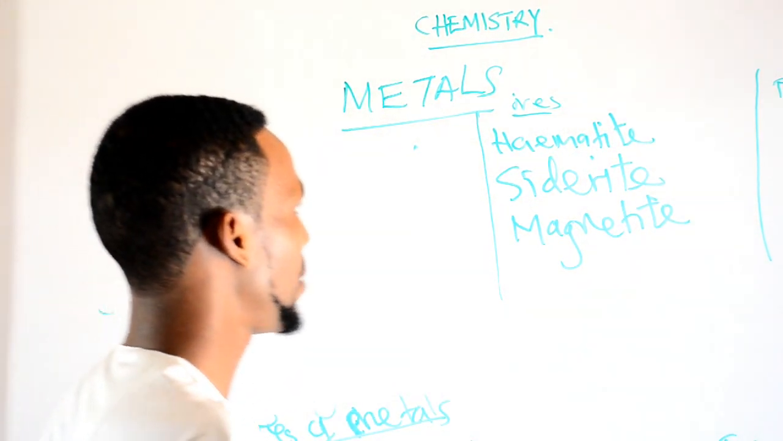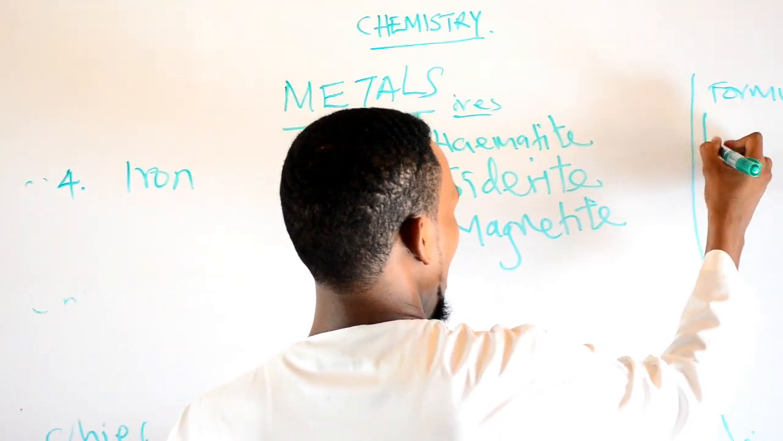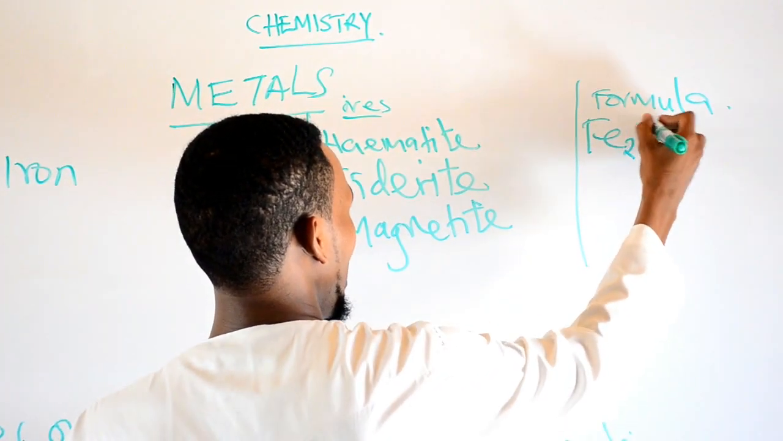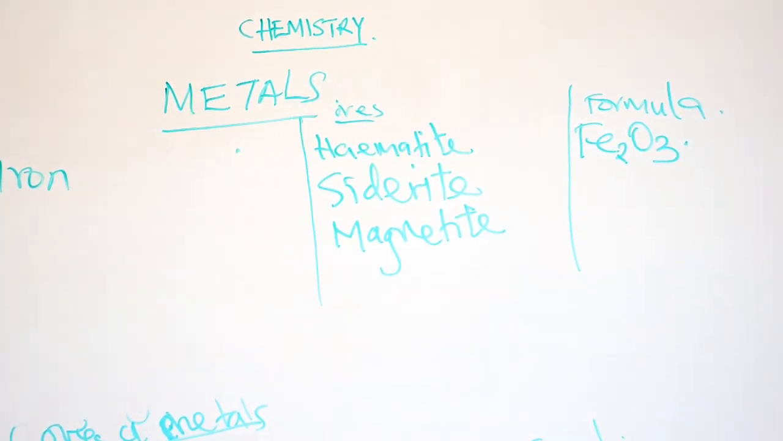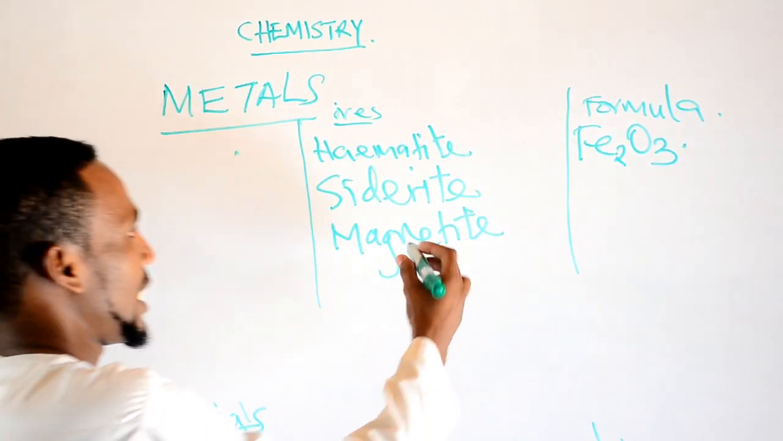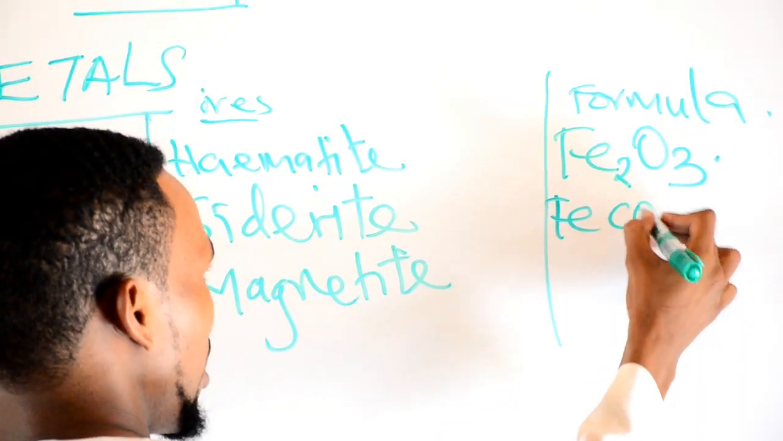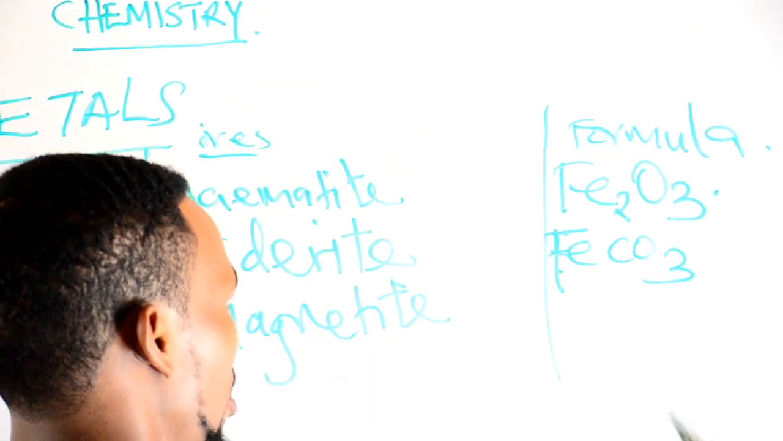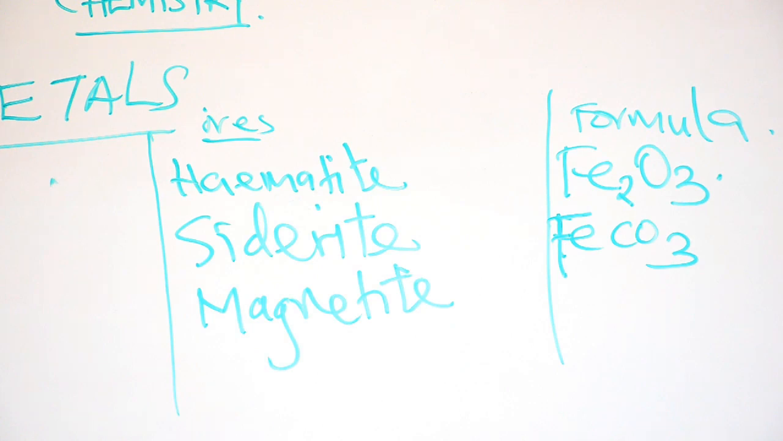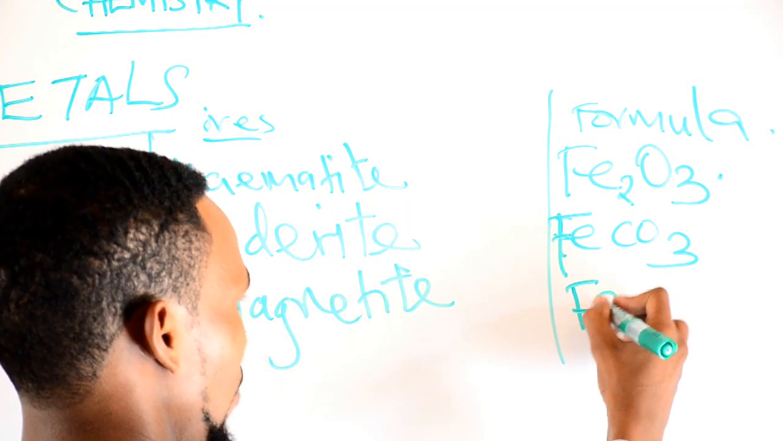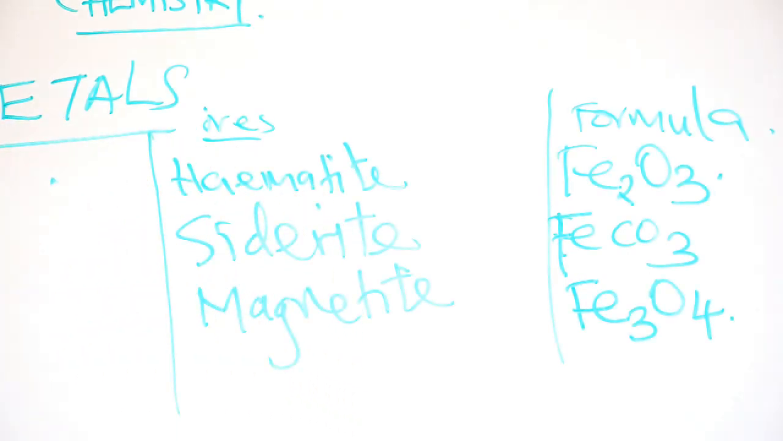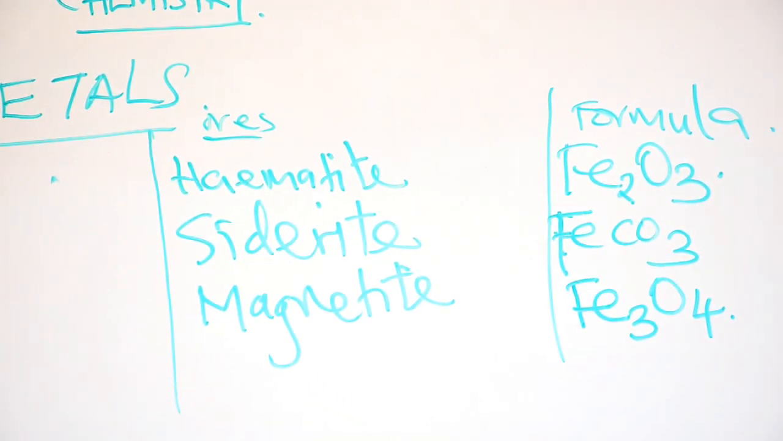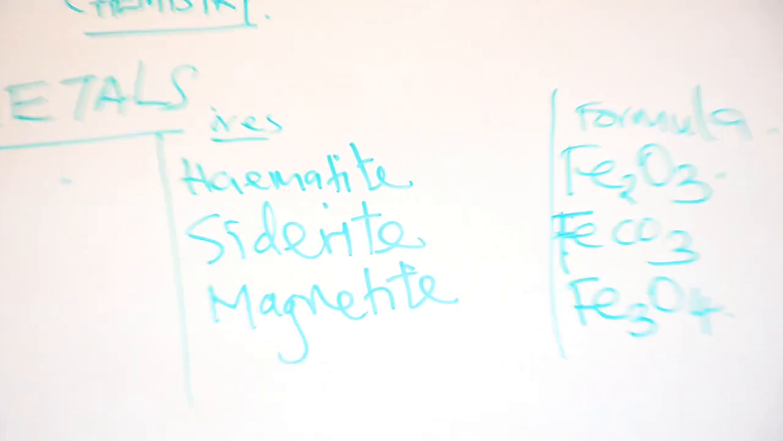So what do you mean by hematite? Hematite means iron 3 oxide. So hematite is just the same as iron 3 oxide. Siderite is iron 2 carbonate. And then magnetite is something that we have learned in Form 1. What is that name, or what is that formula? It is triiron tetraoxide.